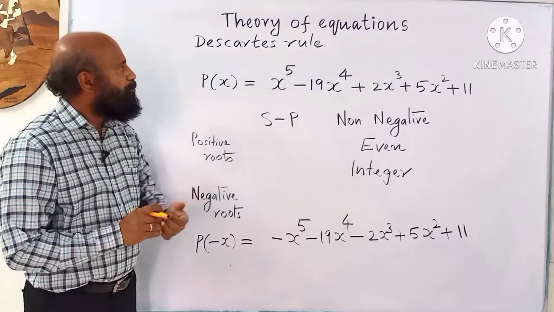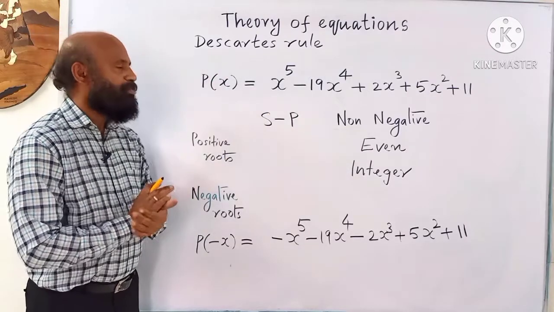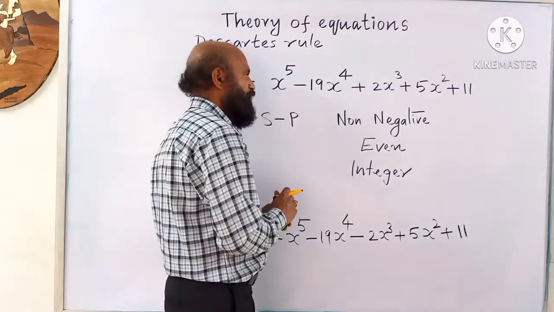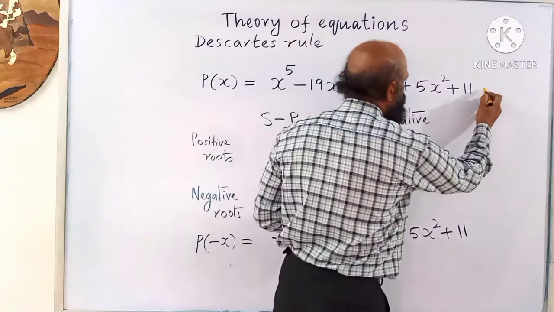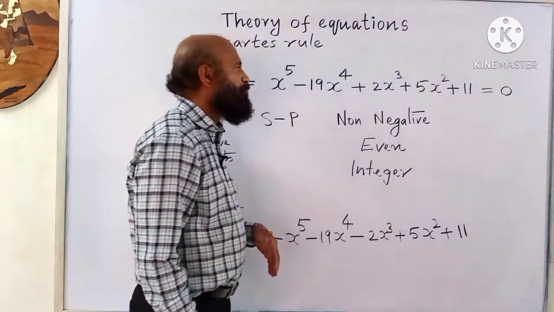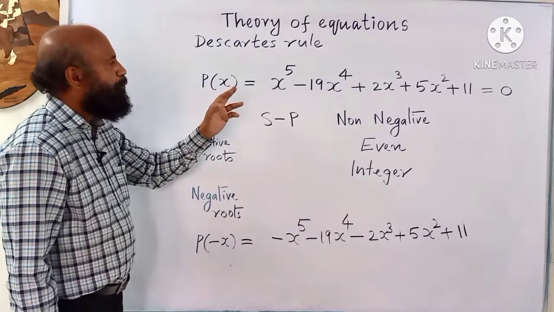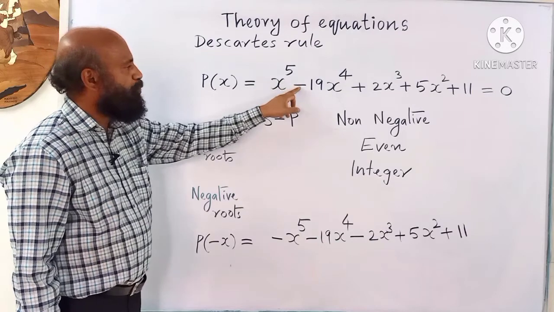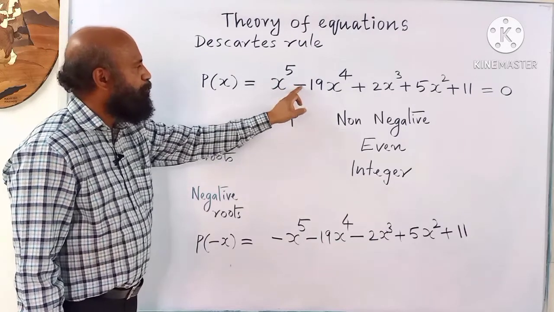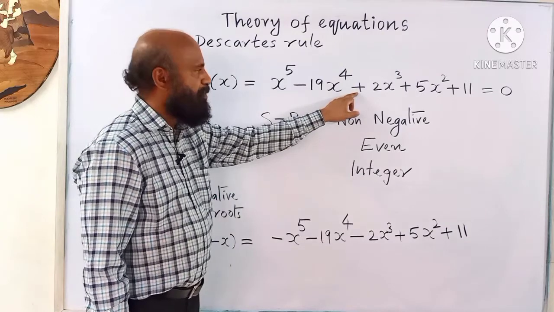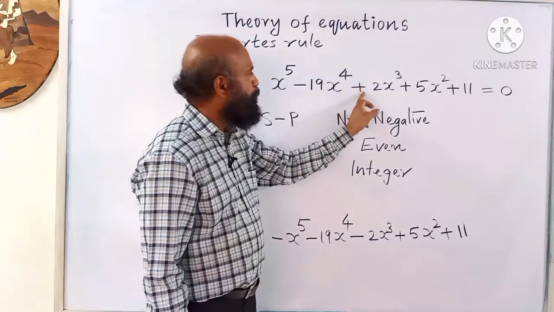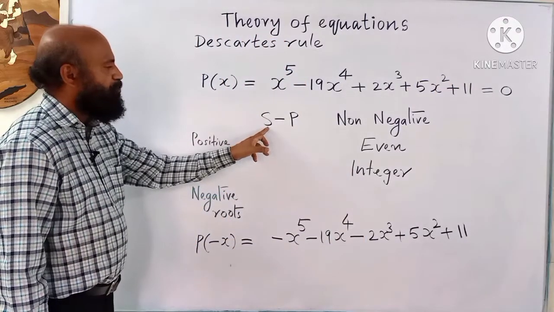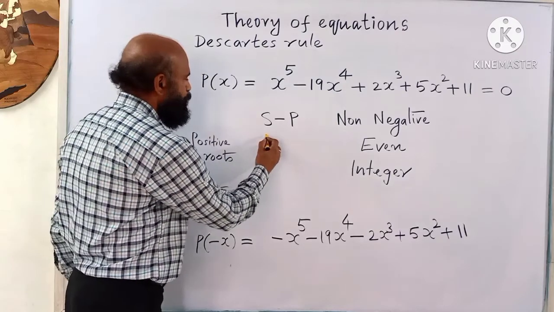One more example. Let us use Descartes' rule to find the nature of roots of this polynomial equation. If you equate it to 0, it's a polynomial equation, then number of sign changes: plus minus, so here one sign change is there. Minus plus, so here another sign change is there. So two sign changes are there, plus plus plus, so after that there is no sign change. So the number of sign changes is 2.